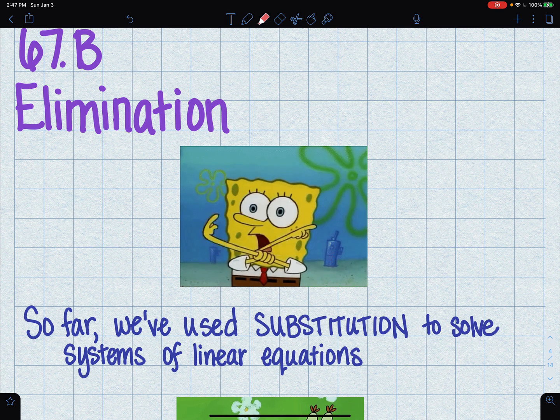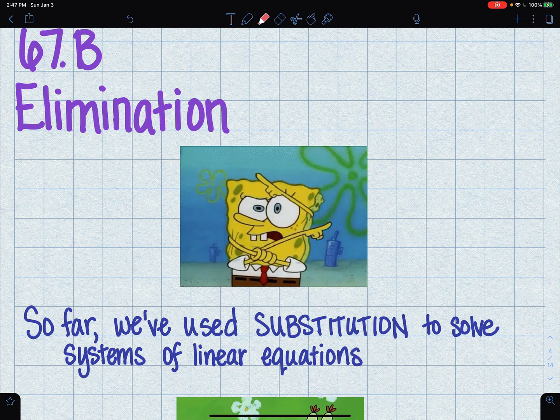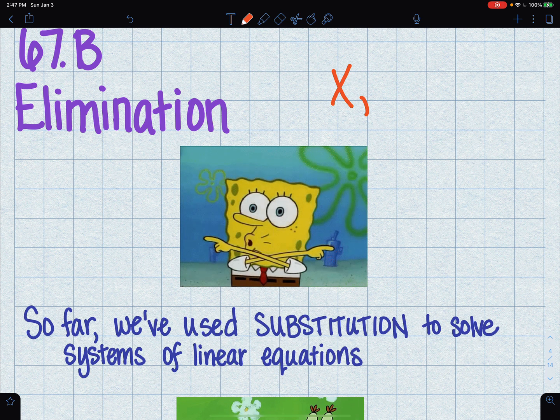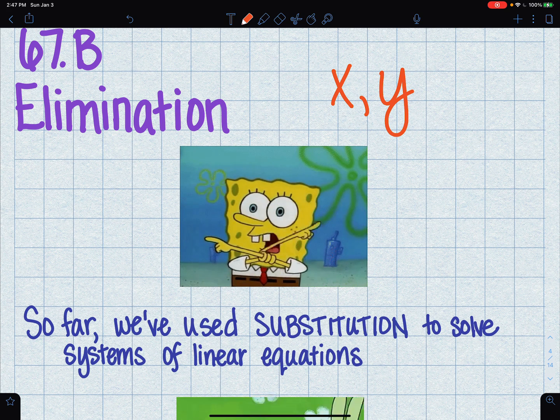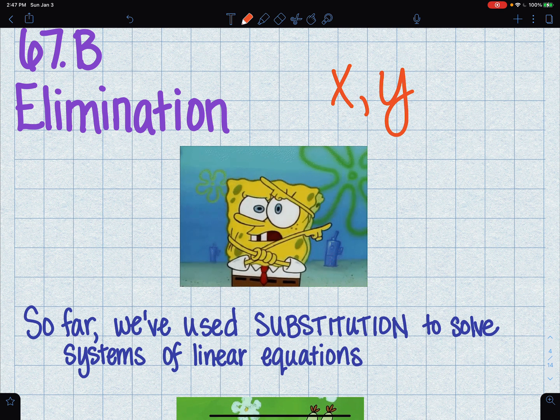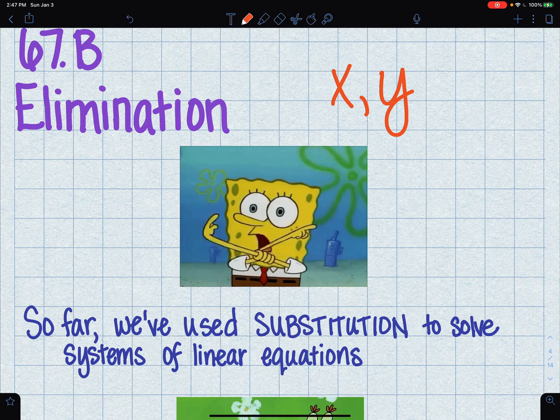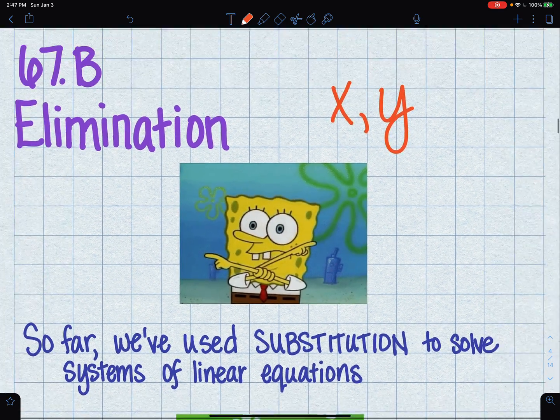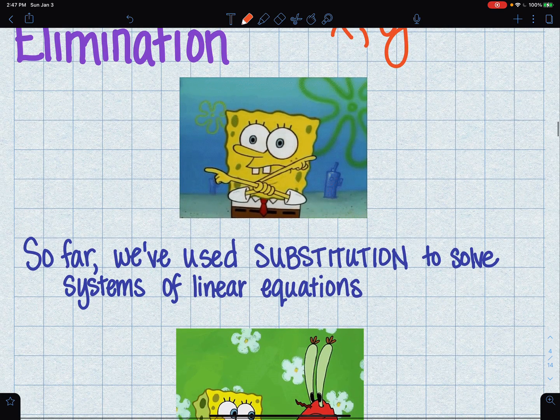All right, elimination. So far, what we've been doing is using the substitution method to solve systems of linear equations when there are two unknowns. So when you've got an x and a y, we solve one for x and substitute it in for y, or vice versa. And that works great. But we're going to learn a new method, and it's called the elimination method. It's also probably semi-medium, easy, hard, but it's a different way, so we're going to learn it.